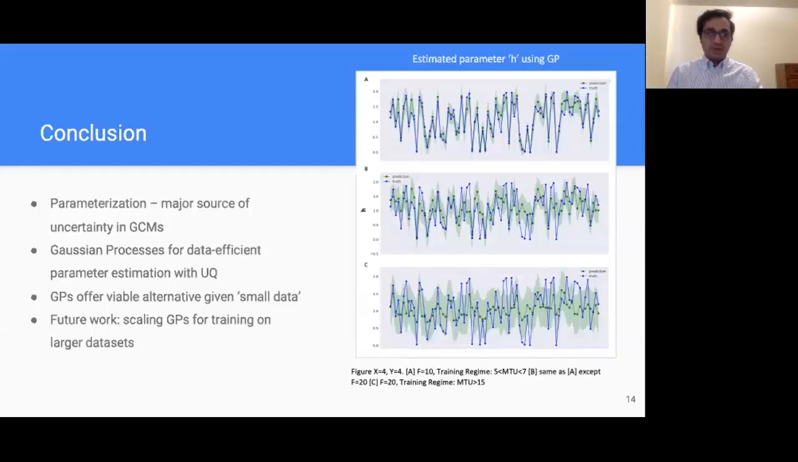In conclusion, we would like to say that it is an early work in exploring machine learning methods for parameterization in climate modeling. We attempt to make a case for Bayesian approaches such as Gaussian processes as a viable method under small data constraints and where uncertainty quantification is critical in addition to point estimates. A future line of work includes scaling Gaussian processes for training on larger datasets.